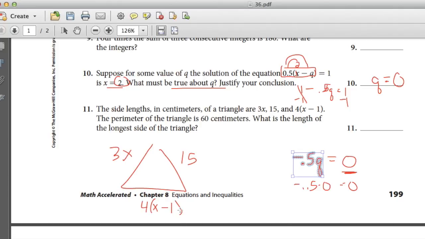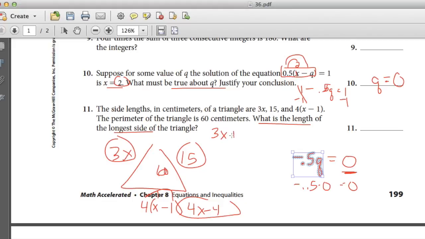For number 11, we have the sides of a triangle, which are 3x and 15 and 4 times the quantity x minus 1. So that's actually 4x minus 4. And when you add up all of the 3 sides, the perimeter is 60. And it's asking for the length of the longest side. So let's take 3x plus the 15 plus the 4x minus 4 and set that equal to 60.